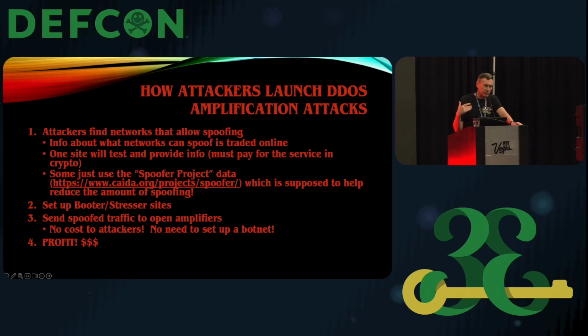So how do these attackers find the networks that they can do the spoofing from? There are numerous ways that they can do this. A lot of times they trade this information online. There will be somebody else that's scanning around looking for networks that can do spoofing. They get the list, and then they can sell it to these attackers.